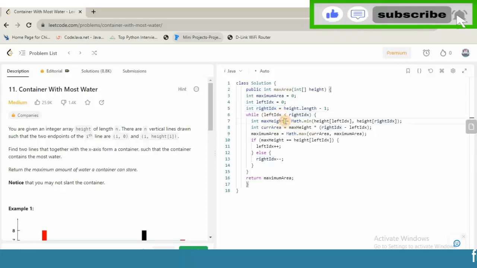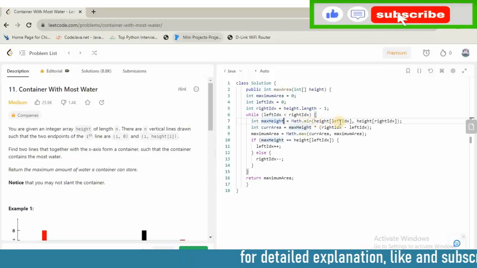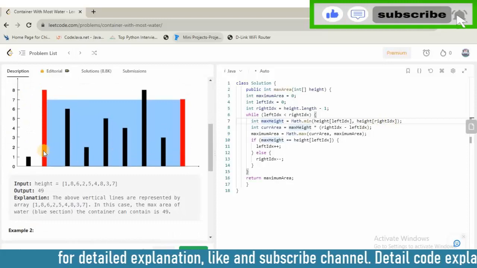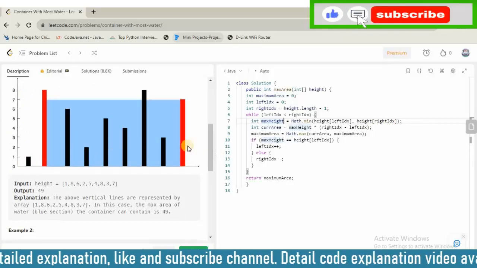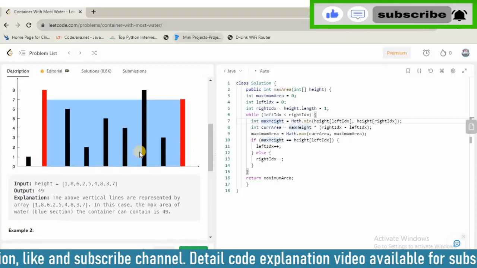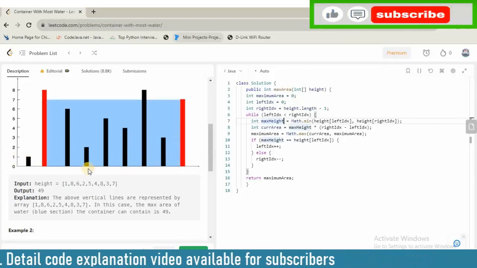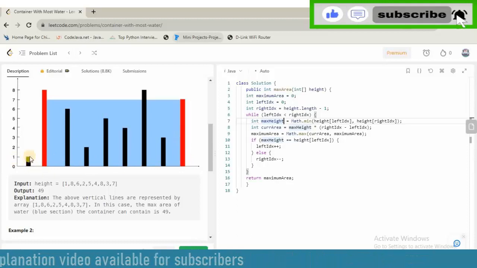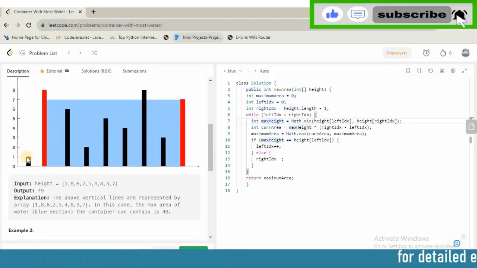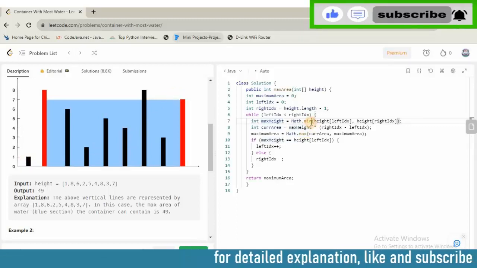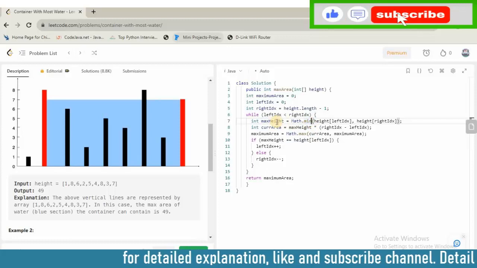Here I am taking the maximum height. How do you get it? Math.min of height of left index and height of right index. We take the heights at these two indices. Which is the maximum? 7 is the maximum, right? We first need to take the minimum, because if you select these two lines, the water will be stored only up to this minimum height. It will not go to the maximum height. That is the reason we take this one.